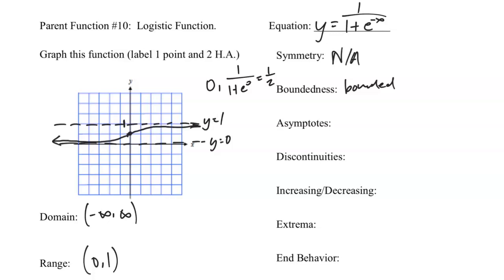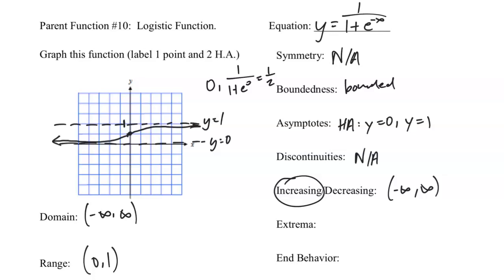Notice the two horizontal asymptotes. And so what are those horizontal asymptotes? They're y equals 0 and y equals 1. Discontinuity points, nope, we can draw that graph no problem without picking up our pencil. This function is always increasing or going up from negative infinity to infinity.